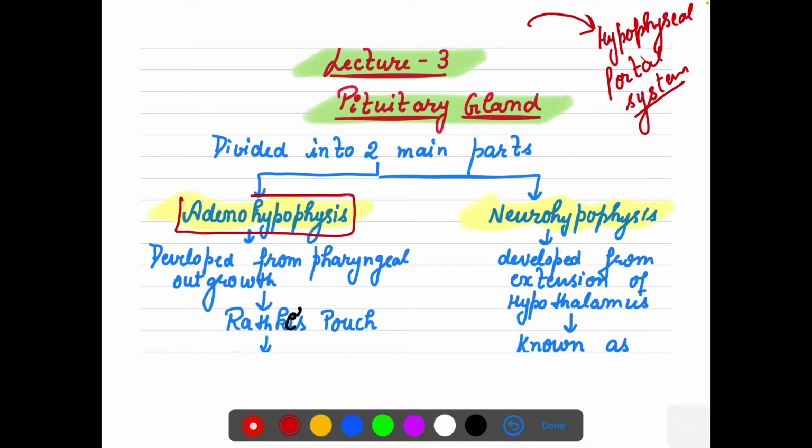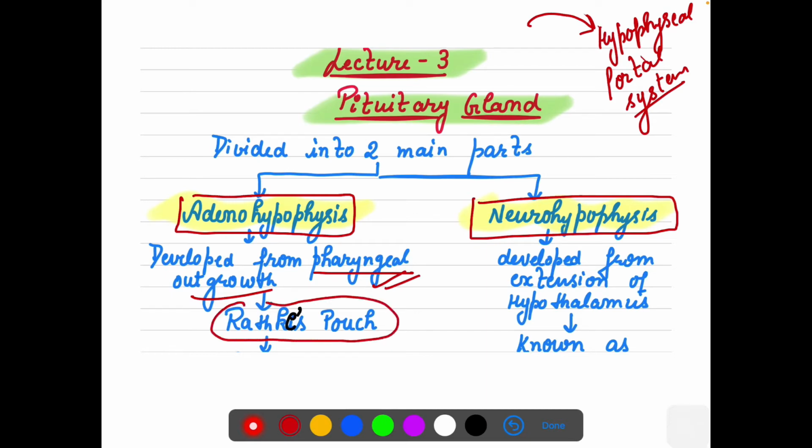What are these two parts? They are adenohypophysis and neurohypophysis. Adenohypophysis जो है, it is developed from the pharyngeal area, जो हमारा pharyngeal area है उसका एक outgrowth है. Basically it is developed from the pharyngeal outgrowth, and this pharyngeal outgrowth is known as Rathke's pouch. As you know ना, it is an outgrowth, किसी area से बाहर निकला हुआ, so it is known as Rathke's pouch.